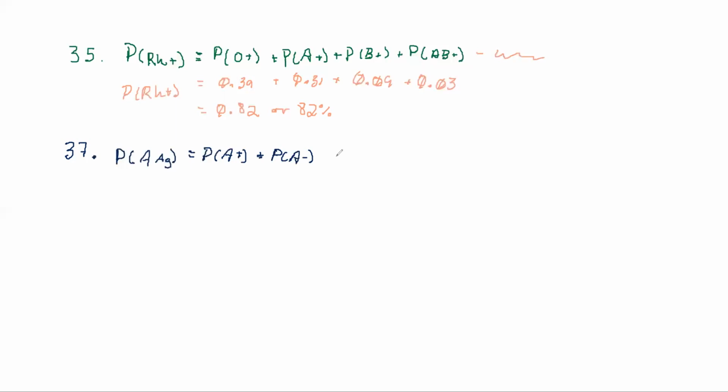In addition, people who have type AB blood also have the same antigen. They just also have the B antigen. So because we're looking for the A antigen, not just A blood, we can say that this is also the probability of AB positive and AB negative.